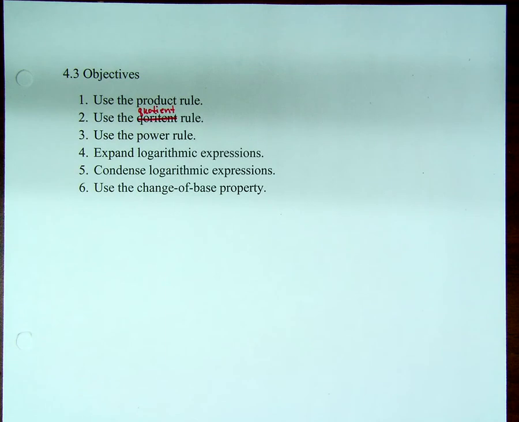Section 4.3 is about properties of logarithms. Okay, here are our objectives. We want to be able to use the product rule, the quotient rule, that's what that word is, quotient, sorry. We want to be able to use the power rule. We want to be able to expand logarithmic expressions and condense logarithmic expressions, and then use the change of base property, which anymore is totally useless. But we still need to know how to do it.